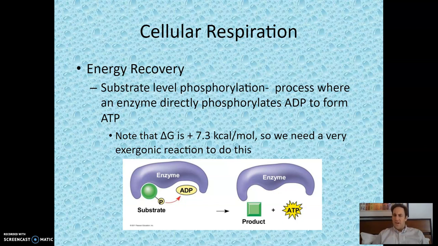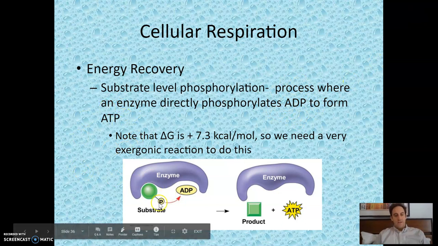This is a process. Oh, I think I misused that term earlier. I'm sorry. Previously, that was not substrate level phosphorylation. Substrate level phosphorylation is this. It's where an enzyme directly phosphorylates or adds a phosphate group to ADP to form ATP. And so you can see this here. This enzyme has this little phosphate group, and it's just going to transfer it to ADP to make ATP.